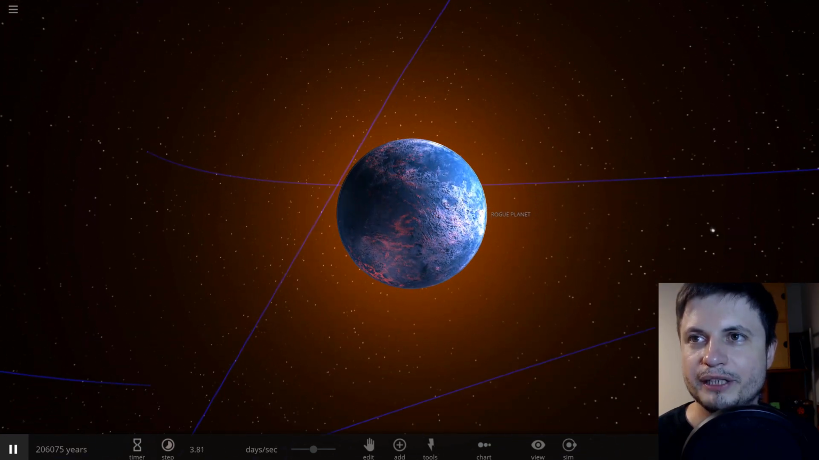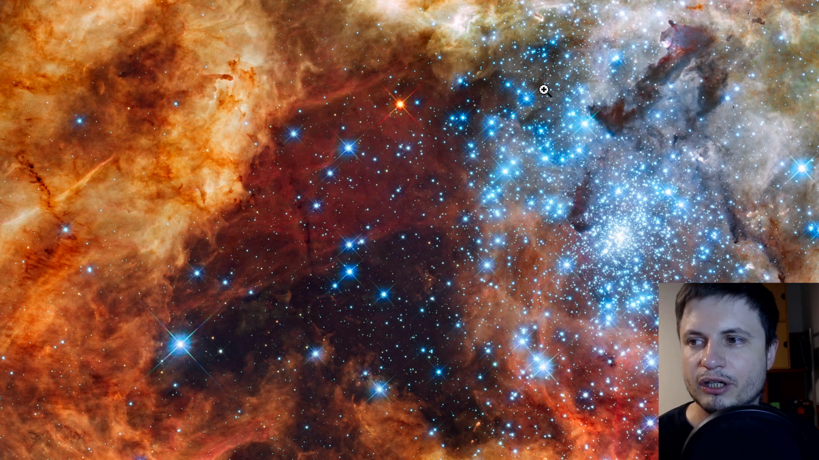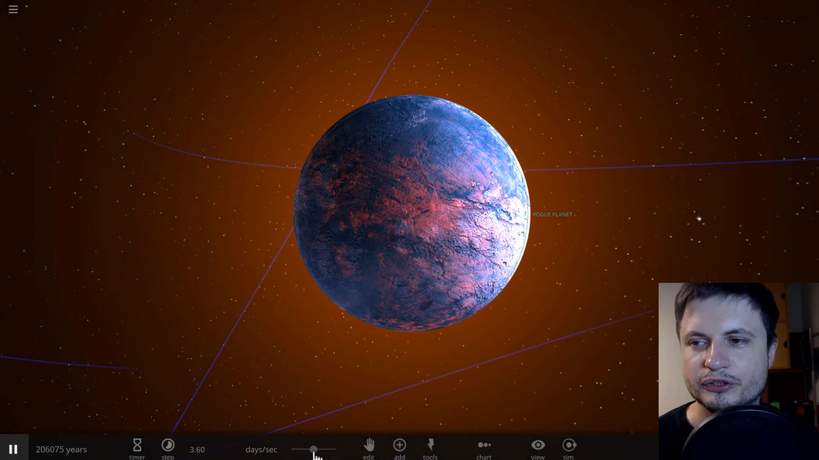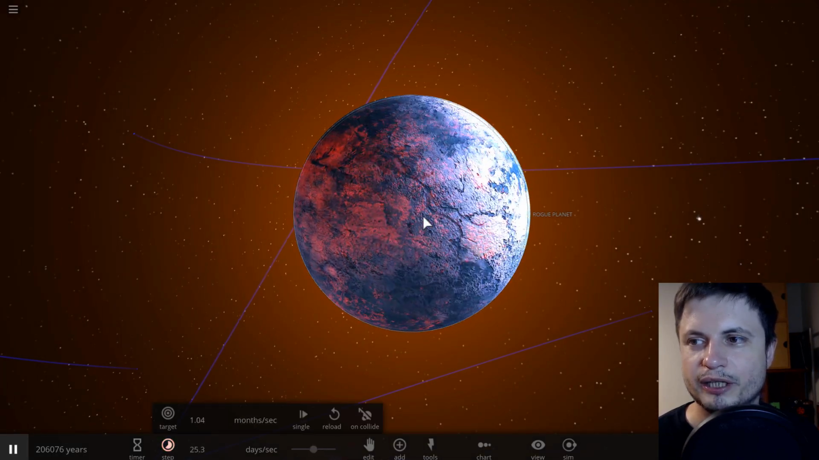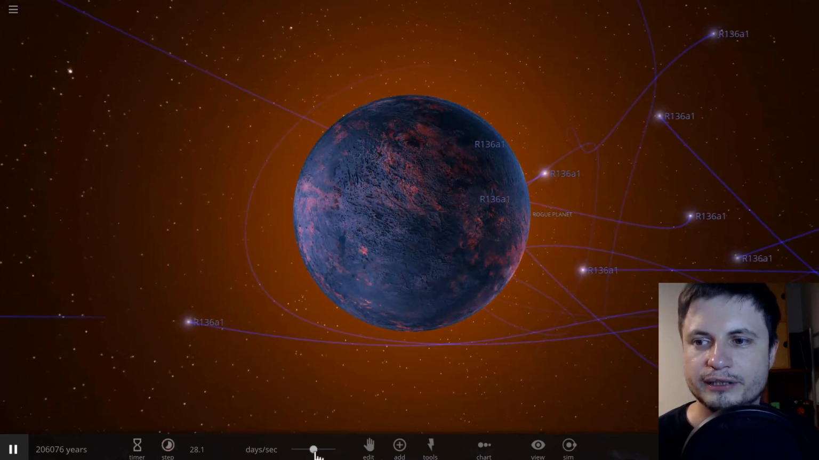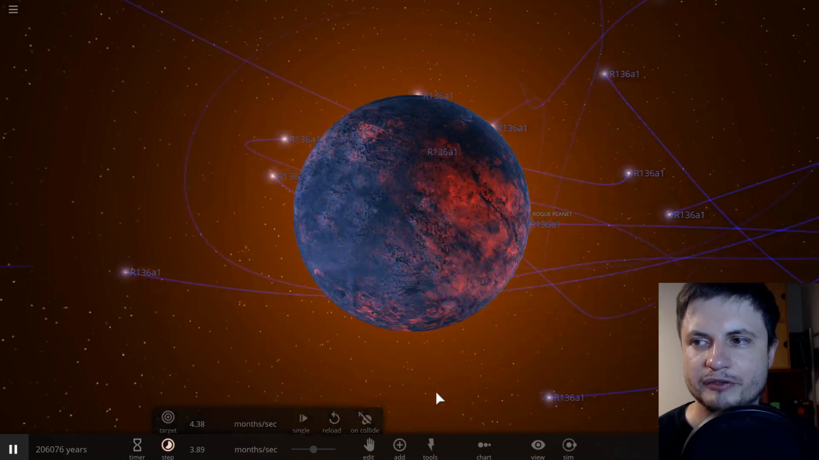So that means that if any of the objects, any of the planets pass through this region right here, relatively close to one of the stars, basically this is what you would get. The planet would suddenly become super hot, super molten, and most likely lose all of the water and atmosphere.